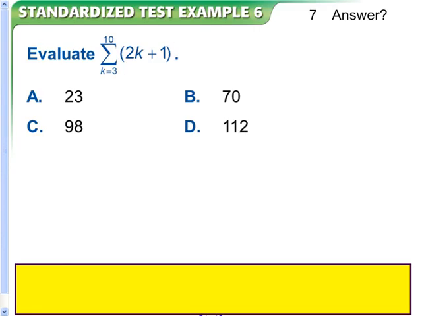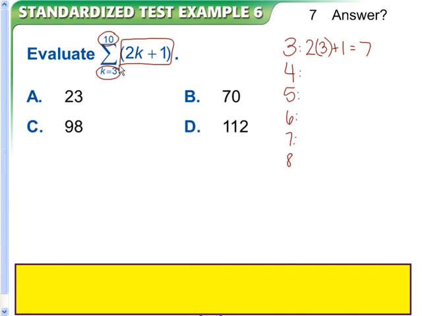And let's try this one. Evaluate this. Okay, so the way that we read this is that we have this function 2k plus 1, and we have to insert numbers from 3 all the way up to 10. So what I would suggest doing is making a list. If I put 3 in there, I would get 2 times 3 plus 1. I would get 7. So I have to put 4 in there now. I have to go all the way up to 10. So 2 times 4 plus 1, because our function is 2 times the value plus 1.